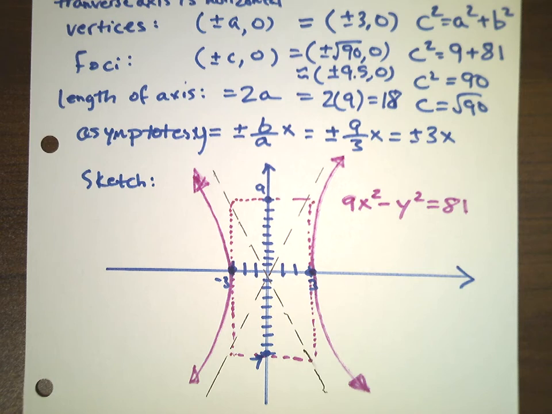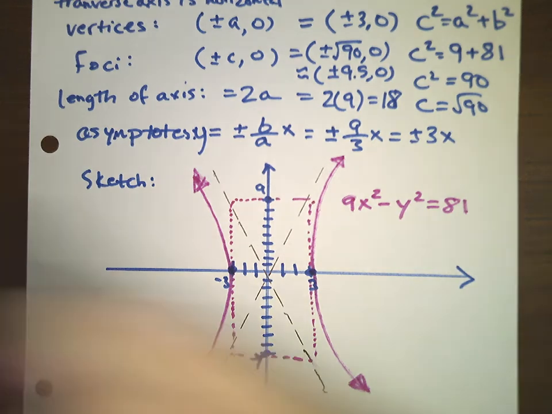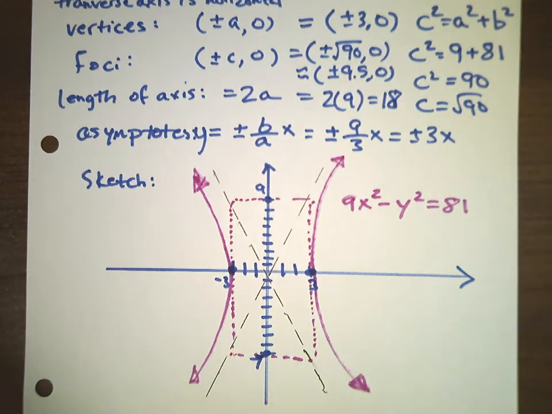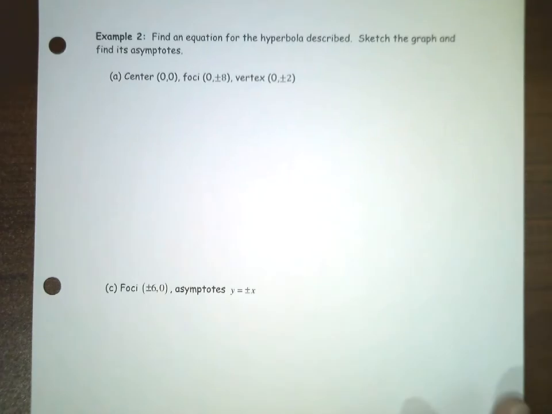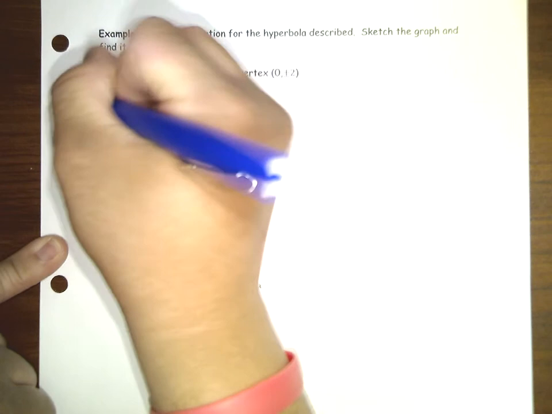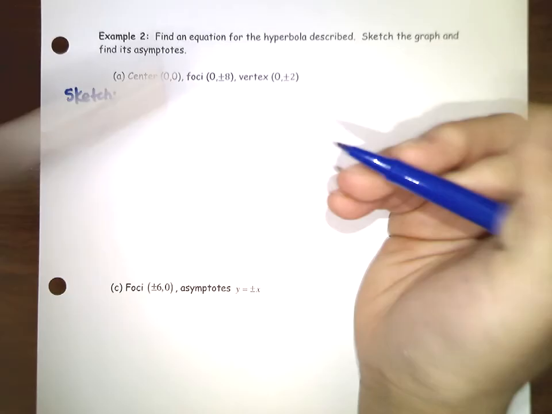But now let's go ahead and move away from the graphing here and to finding the equations for a moment. Find the equation for the hyperbola described, sketch the graph and its asymptotes. Okay, so let's actually start by drawing this sketch, because sometimes that will help us figure out what the equation should be. All right, so let's draw the sketch, and here we go.